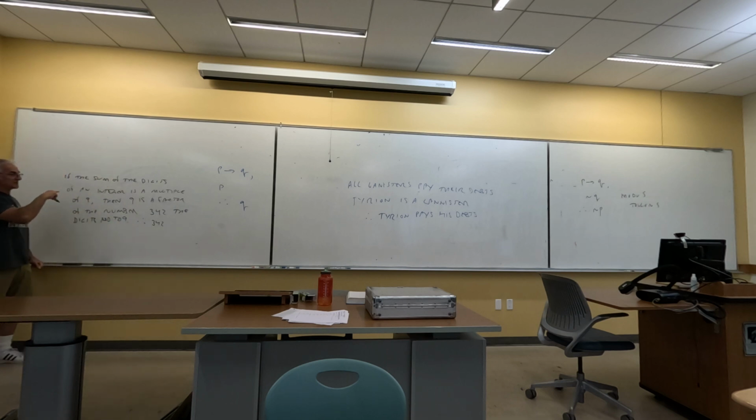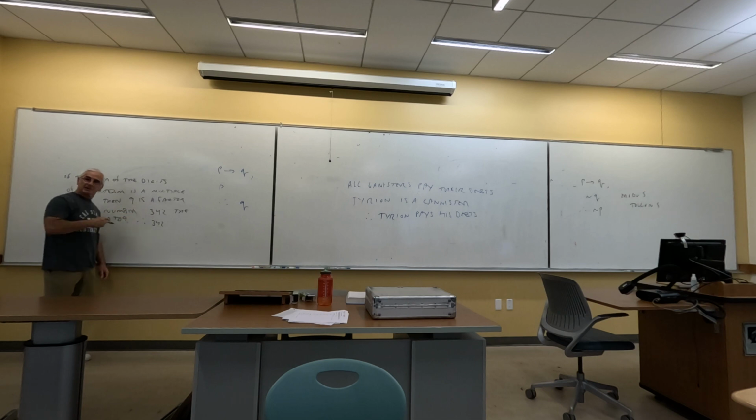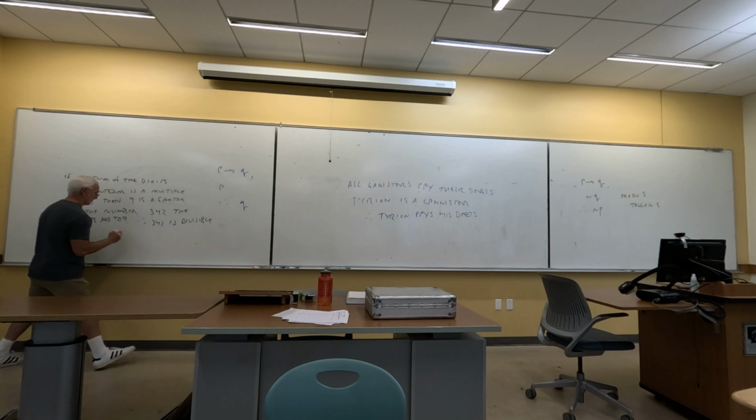If the sum of the digits of a number add up to a multiple of 9, then 9 is a factor. The number 342, the digits add up to exactly 9, therefore 9 is a factor, or you can say 342 is divisible by 9.